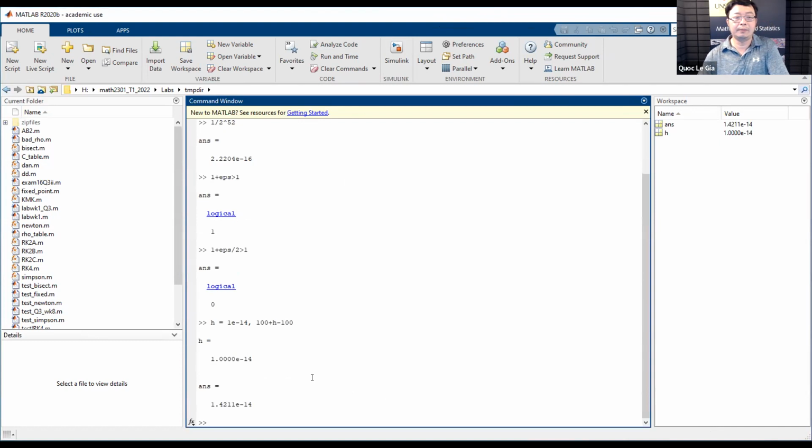So why is that? h is 10 to the minus 14, but when you take 100 plus h minus 100, you got something different from h. You got slightly bigger than h now, right? Because 100 should cancel with 100, and then you should get h, which is 10 to the minus 14. Now what you got from MATLAB is something bigger. So why?